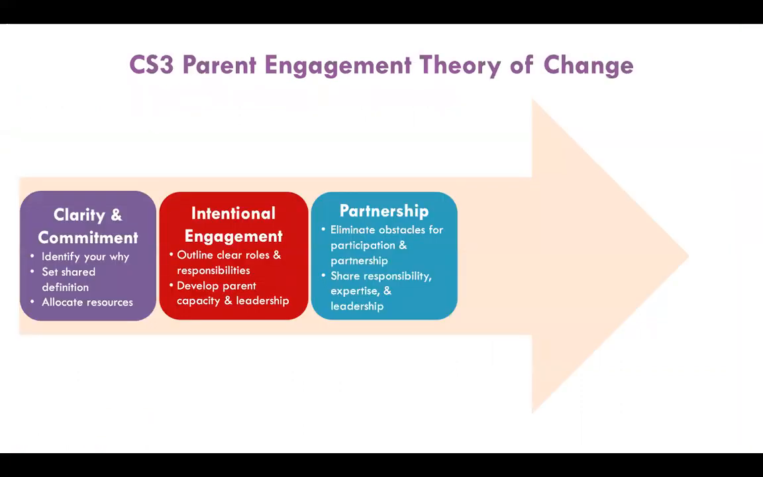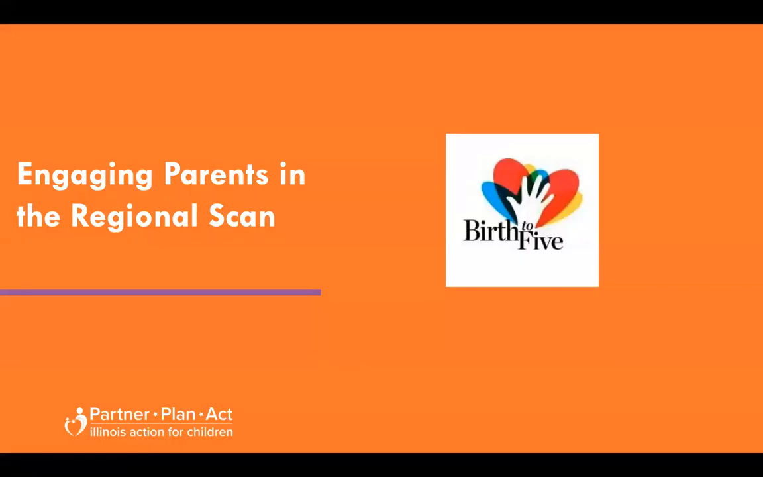In this section of the CS3 Parent Engagement Theory of Change, we went through the steps on partnering with parents. Parents need to be able to partner, therefore action should be taken to help remove barriers to participation. Once parents are engaged, it's important that decision-making power is shared with them. Next, we're going to discuss engaging parents in the regional scan.